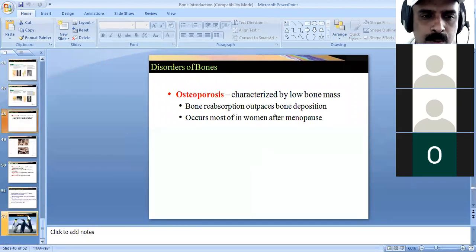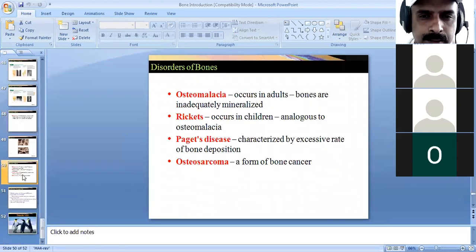So this is what you have to remember. Then osteomalacia, where bones are inadequately mineralized. Rickets, that is osteomalacia. We have Paget's disease, characterized by an excessive rate of bone deposition. Osteosarcoma is a cancer of the bone. This is all about the clinical anatomy of bone.